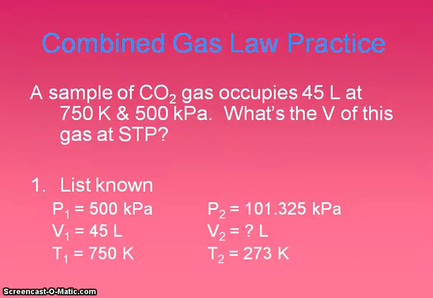And here's a sample problem. A sample of CO2 gas occupies 45 liters, so that's V1, at 750 Kelvin, so that's T1, and 500 kilopascals, so that's P1. What is the volume, so we're looking for V2, in liters, of this gas at STP? Standard temperature is 273 Kelvin, and since P1 is already in kilopascals, I'm going to use standard pressure as 101.325 kilopascals.